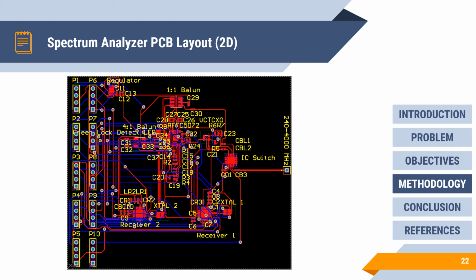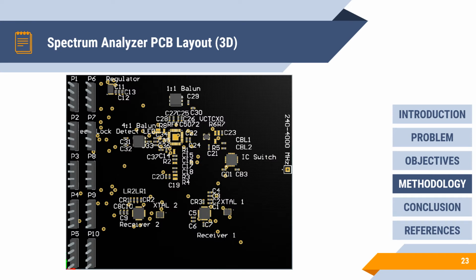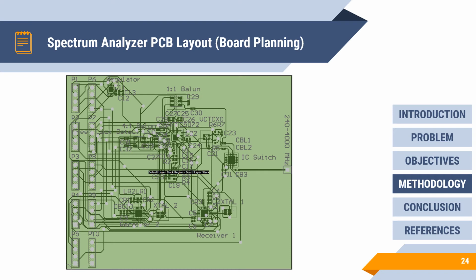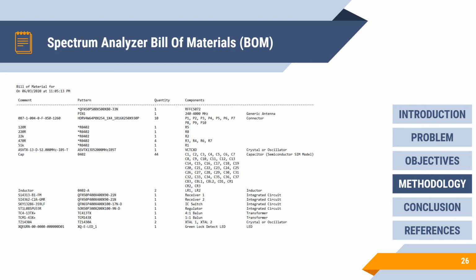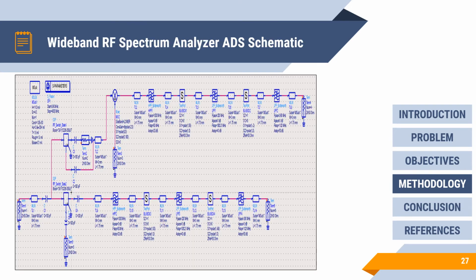Here's the partial PCB layout of the proposed RF spectrum analyzer. Here's the partial PCB layout of the proposed RF spectrum analyzer in 3D. And here's the partial PCB layout in board planning mode. Here's the Microstrip impedance calculator used in order to determine the proper dimensions and characteristics of the transmission lines within the layout of the device. Here's the bill of materials generated for components procurement.